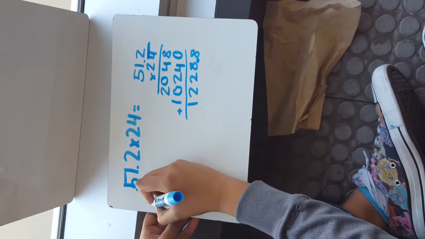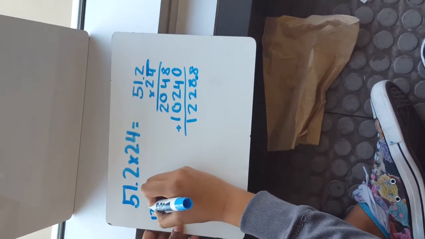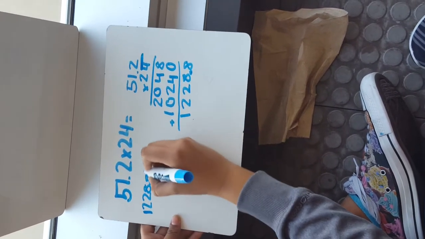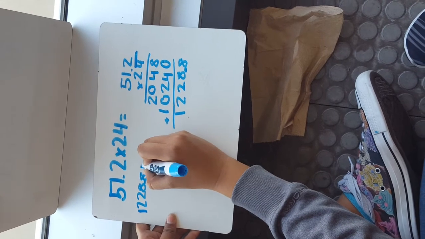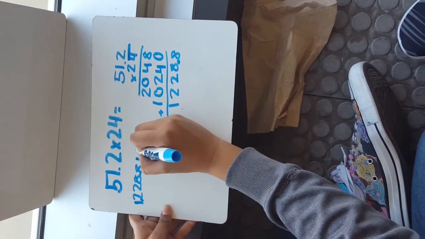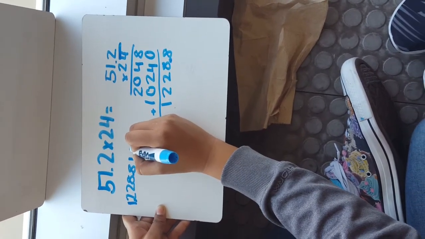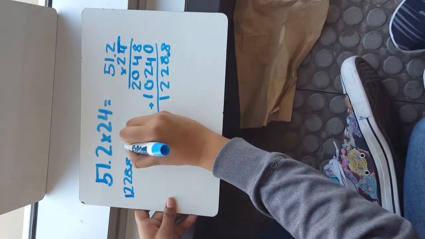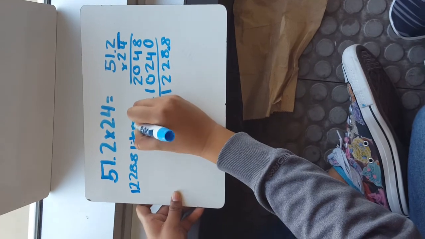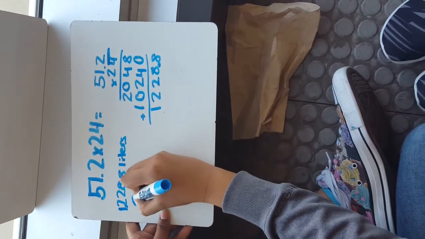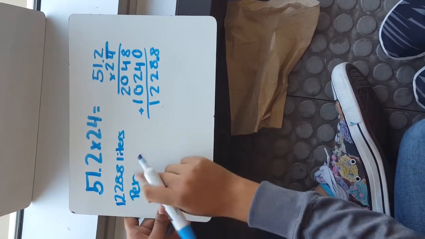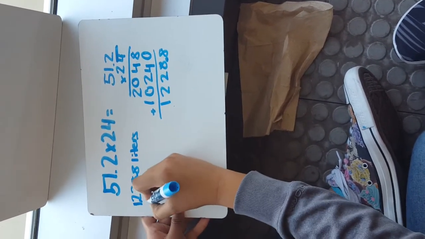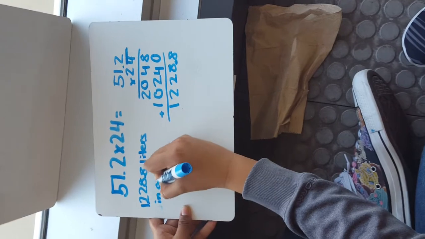So in 24 hours or one day, the pool got drained 1,228.8 liters per day, or not per day, in a day.